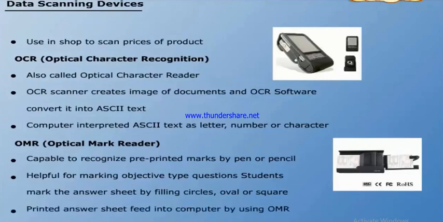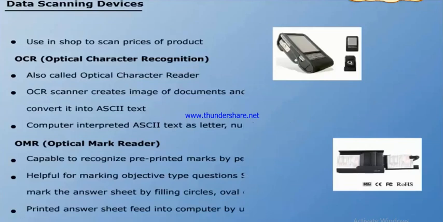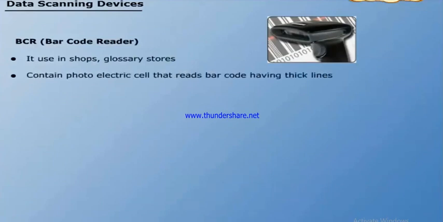BCR or the barcode reader. It is normally used in shops, grocery stores, etc. This device contains the photoelectric cells that read barcodes consisting of lines having different thicknesses. BCR helps the shopkeeper to analyze the price of the item immediately.